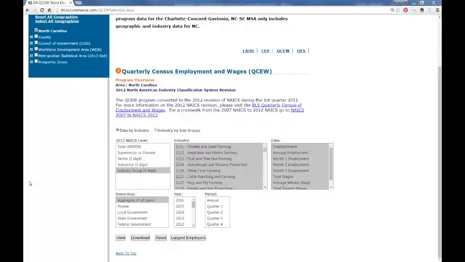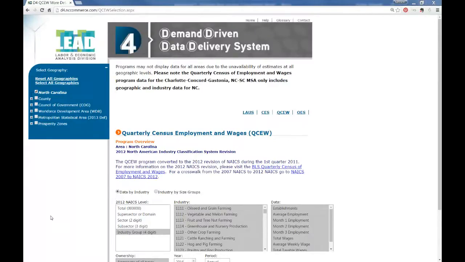okay, everybody should see, this is from the state of North Carolina. There should be a number 4 there. If someone can chat in just to tell me that they see that, there should be the number 4 for the demand. Yes, okay, good. Demand-driven data delivery system. This is the state-based data that's submitted by the state of North Carolina through the Department of Commerce to the U.S. Bureau of Labor Statistics. And what I've pulled up is the QCEW, the Quarterly Census of Employment and Wages.